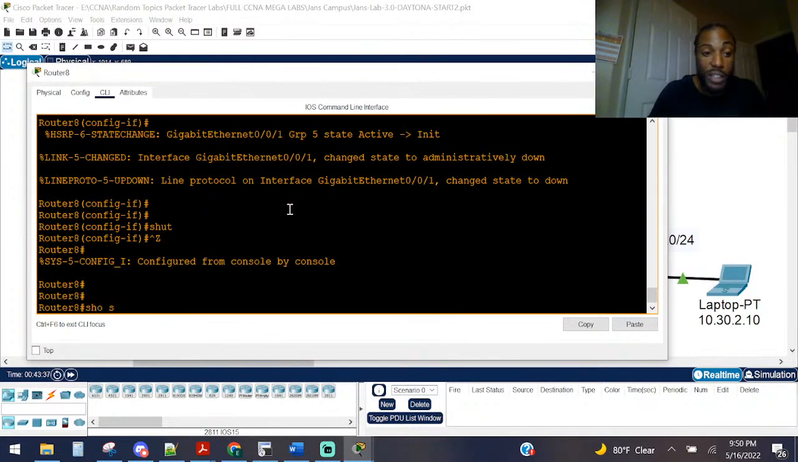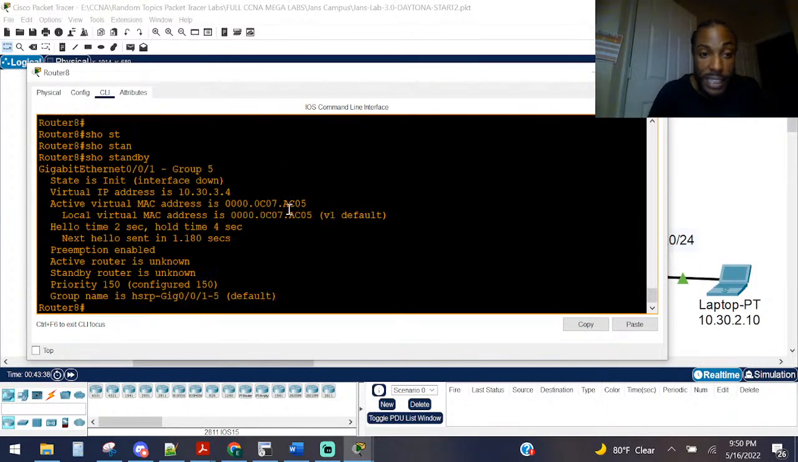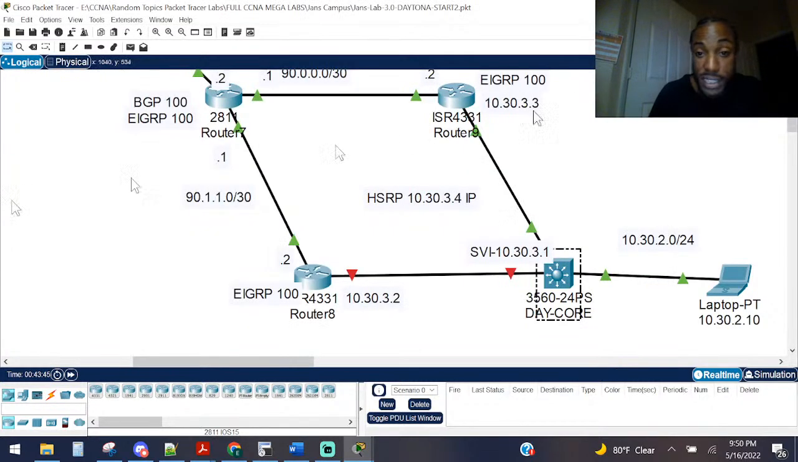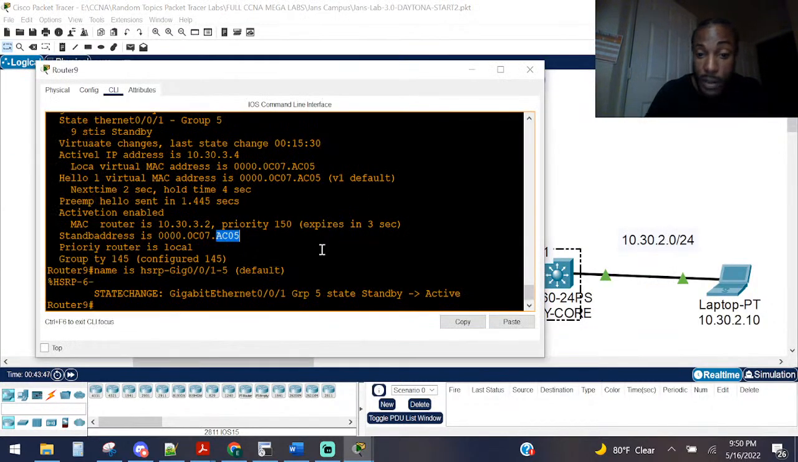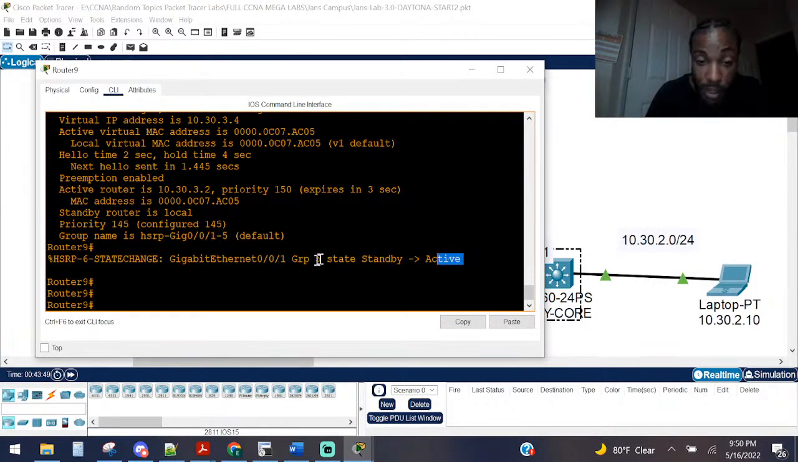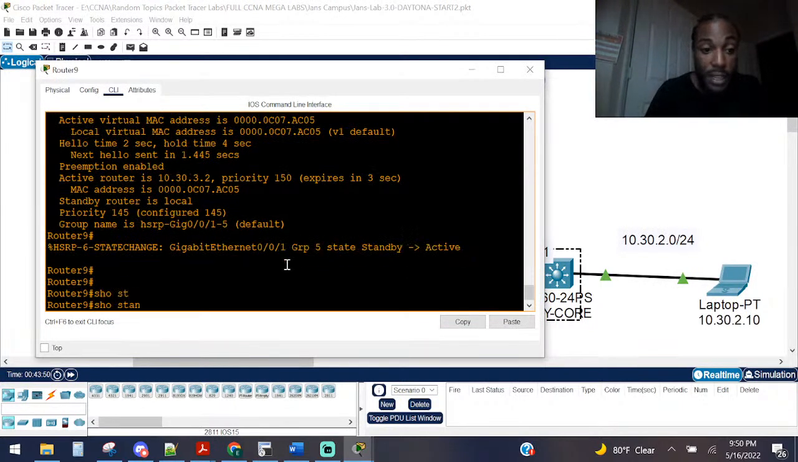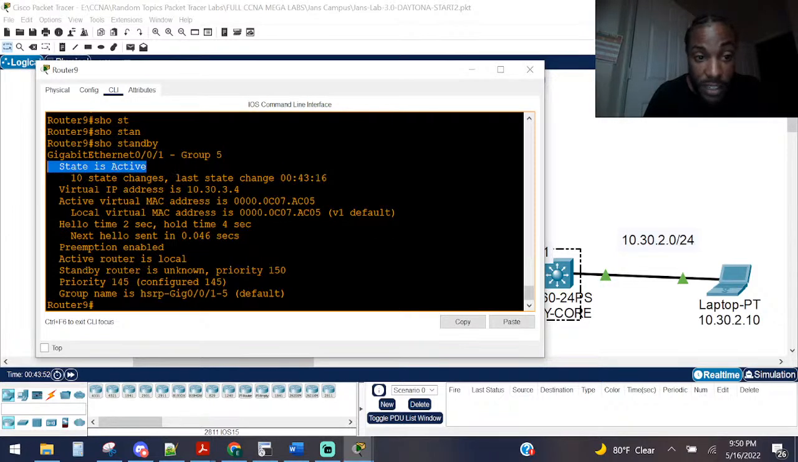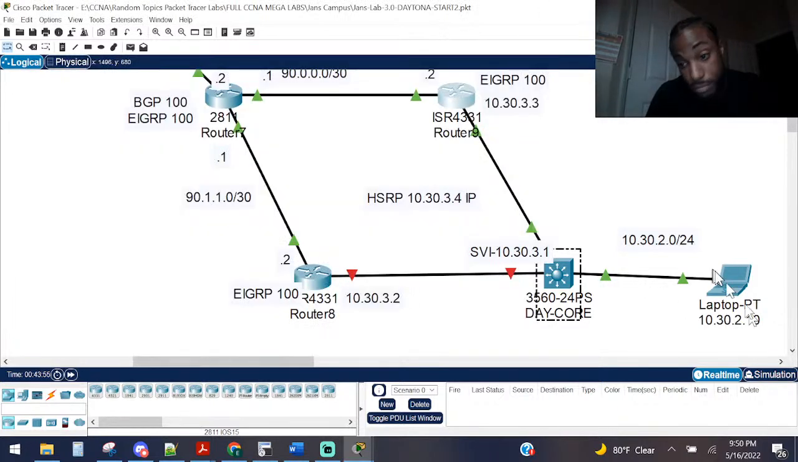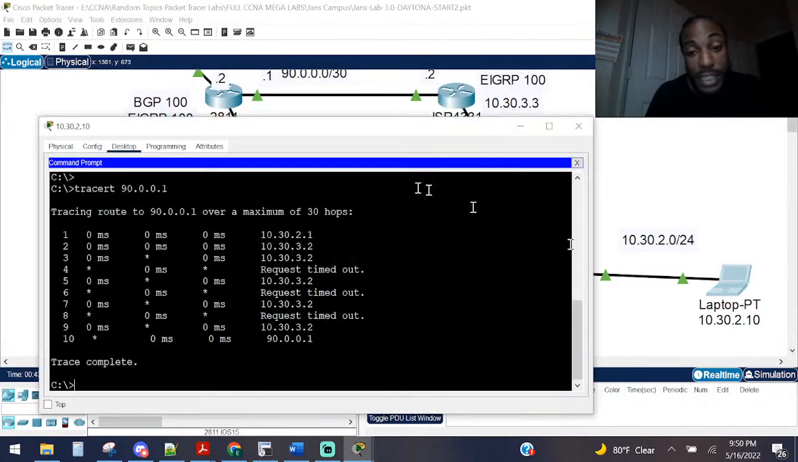So we do a show standby, and now his state is init, interface down. That actually means, I believe, initialize. He's trying to initialize the HSRP process, I believe. We go over here, he should be theoretically the active, and you can see it indicated by the syslog message. Show standby. There it is. He is active. So now let's see if we can ping it, but that's not what my boss said to do.